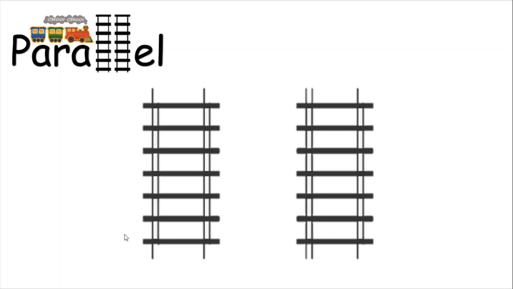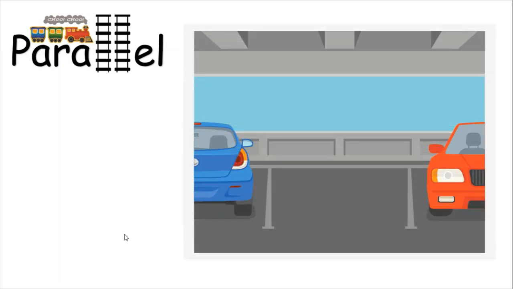So let's have a look at some parallel lines in real life. So we've talked about train tracks. So we can have parallel lines going upwards vertically there, but we've also, all of those individual tracks going across are also parallel to each other. Let's have a look at another one. So car park bays are also parallel. Now, you might have heard your parents talk about parallel parking, and that's when you're trying to park in parallel to the other cars. So the lines on the bays are parallel to each other.